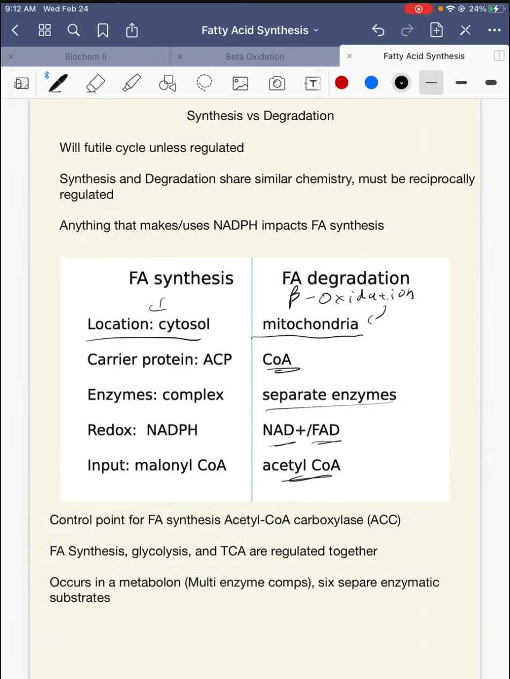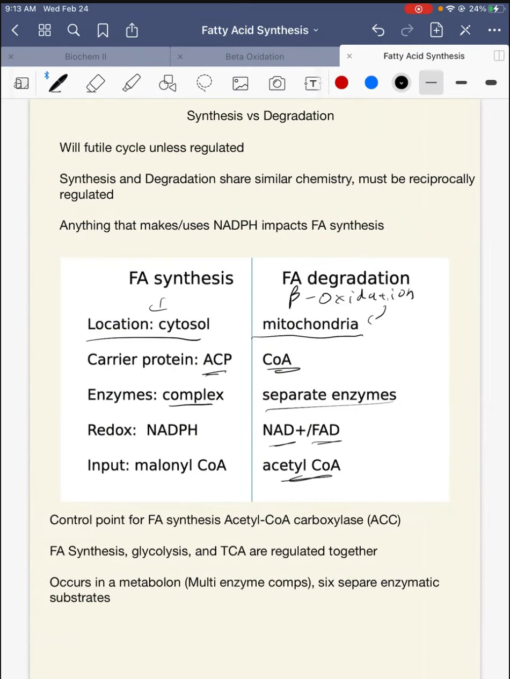Okay, so the carrier for fatty acid synthesis is acyl carrier protein, which we'll talk about and how it's important for the enzyme fatty acid synthase. So we'll discuss all of that. It uses two different enzymes. It uses an enzyme called ACC, and then we use a different enzyme afterward called fatty acid synthase. And that enzyme is a big complex enzyme.